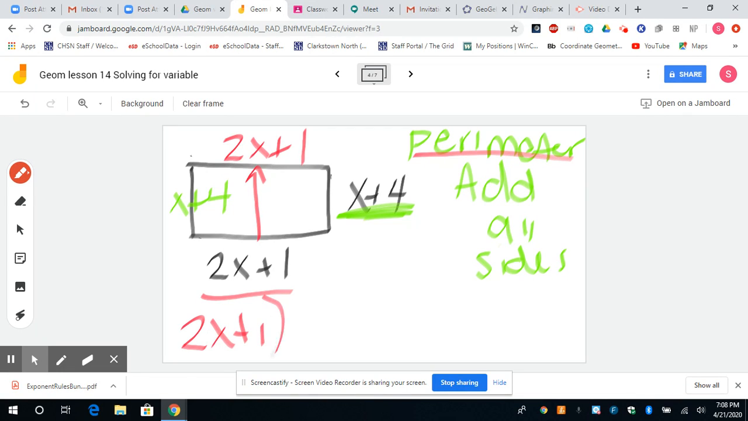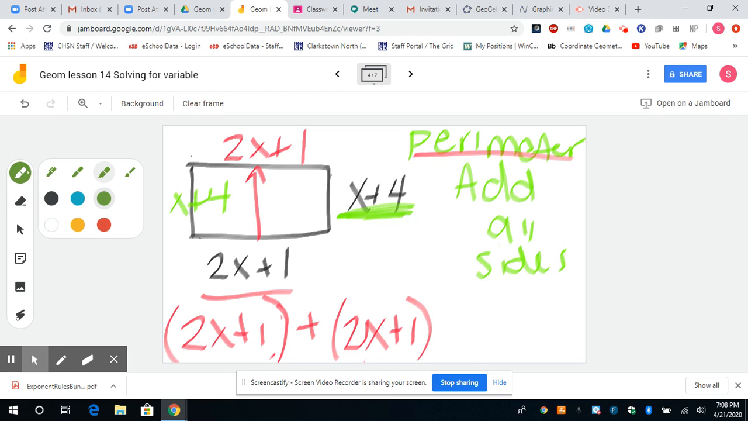So some of you might write it all out like this. Whoops, Miss Lomenico made an error. You're adding, so let's make sure we add everything up. Plus 2x plus 1 plus x plus 4 plus x plus 4. And you can put them in parentheses. You don't have to. I just group them that way.